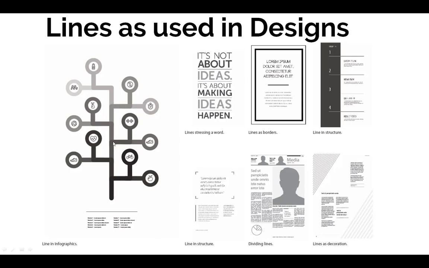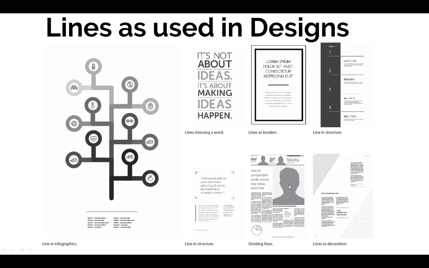So there are lines everywhere on this piece of artwork, even here. Here they are using lines for stressing a word. Here, a line is used in structure. You see these lines? There's a line here. There are these curves here. Remember we said the line can be curved, can be straight. So these lines are used in the structure of the artwork. Here, lines are dividing the piece of the artwork.